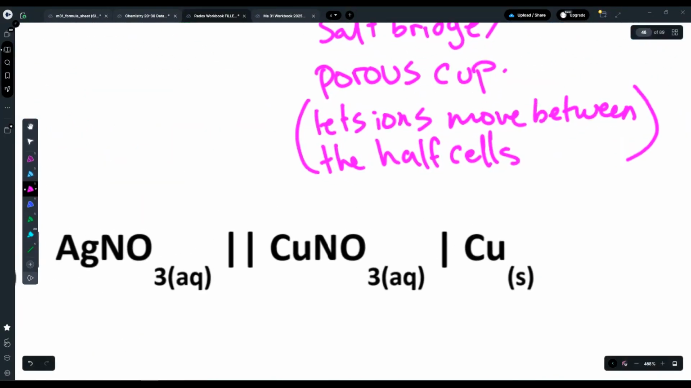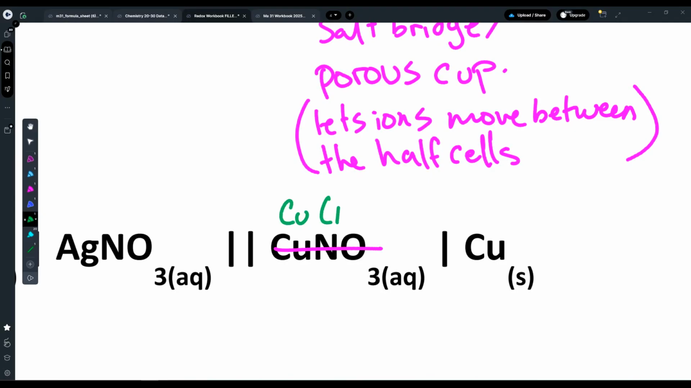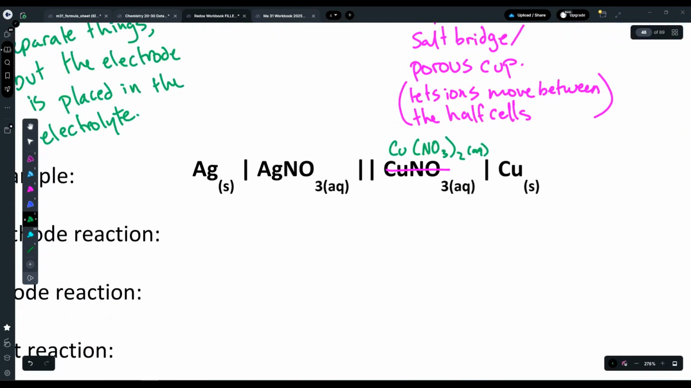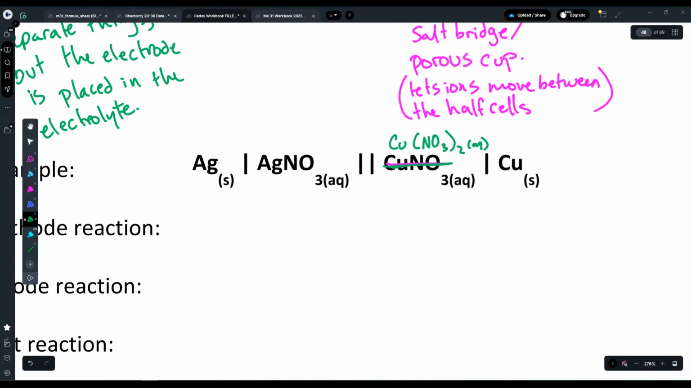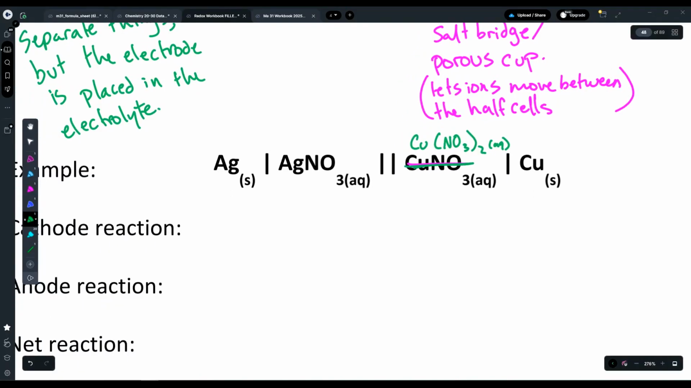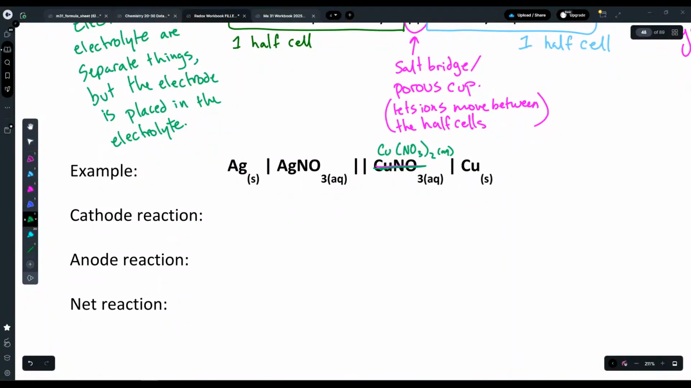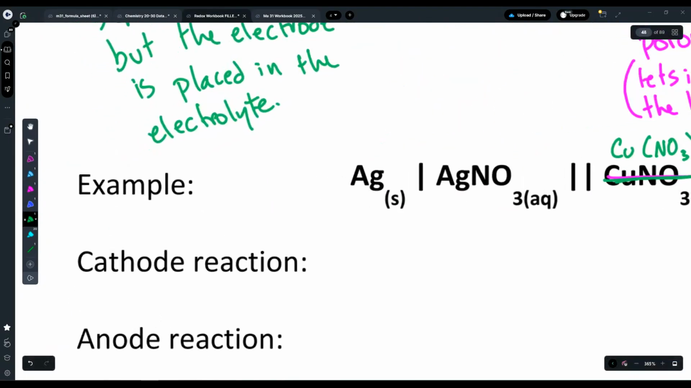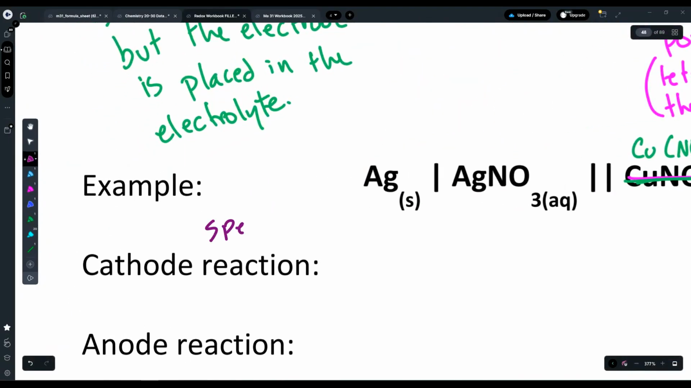nitrate. And there's actually a little error here. So let's just correct this. So this should be copper 2 nitrate, aqueous. There we go. Okay, so we need to figure out what's our cathode reaction, what is our anode reaction. So first things first, write out a species list. So this makes it a bit easier.